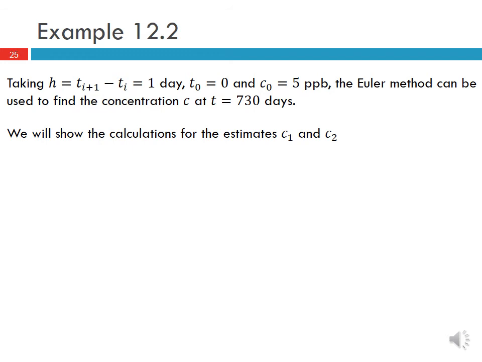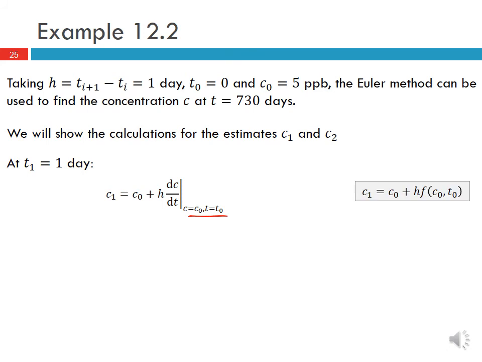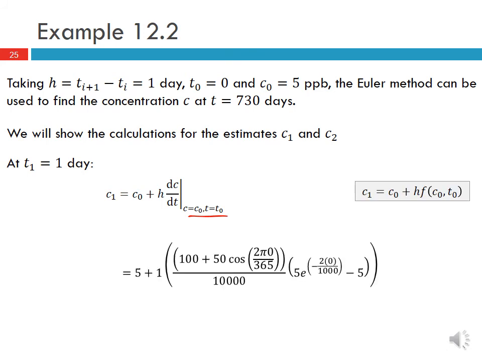So just showing the calculations for the first two estimates, C1 and C2. So t1 is 1 day, and C1 is equal to C0 plus h dC/dt, evaluated at C0 and t0, which can also be written as shown here. So plugging in the form of the differential equation, as well as t equal to 0 here, and C0 equal to 5, which was here, we find that C1 is also equal to 5.